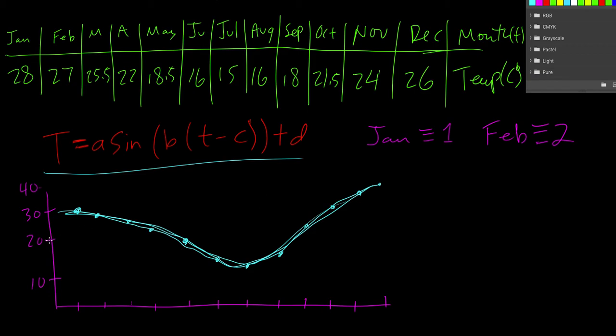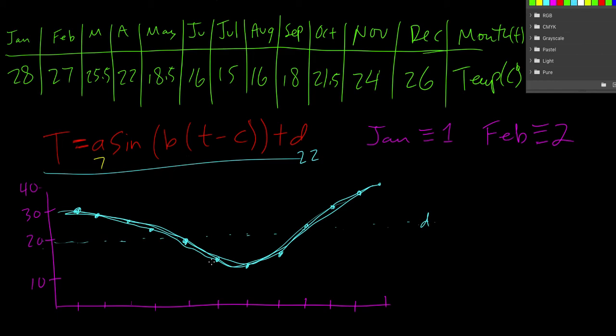So our middle, which is our D, is close to 20, but it's probably a little bit higher. So let's say 22 for D. Now the amplitude: if that's 22, our lowest point is 15, so that's going to be a difference of 7. And so that's going to be 7.